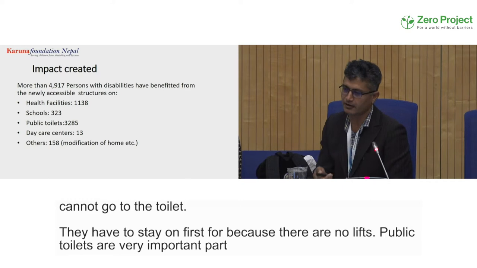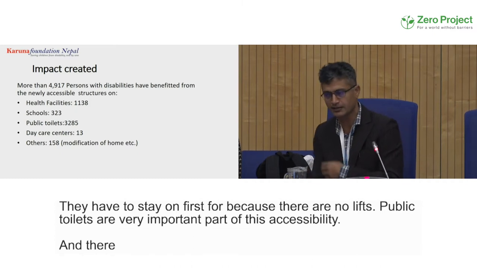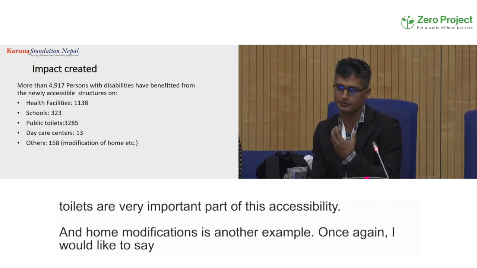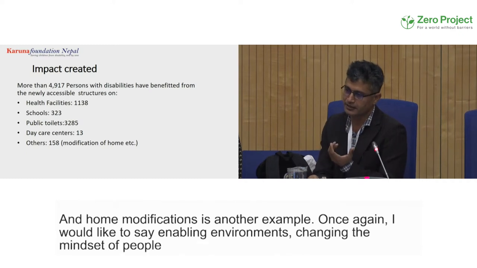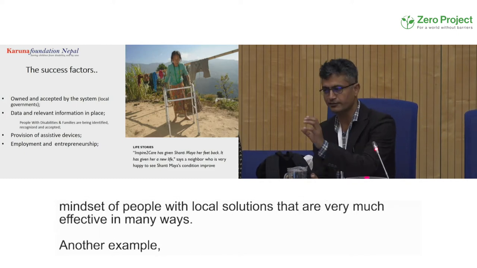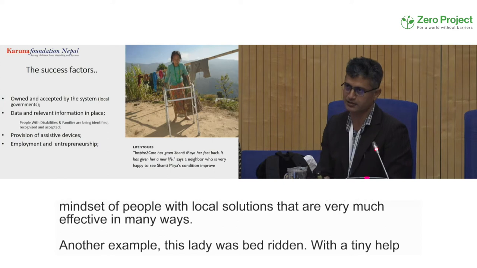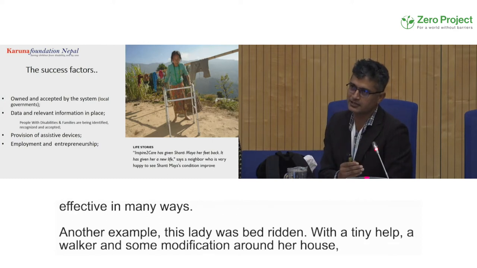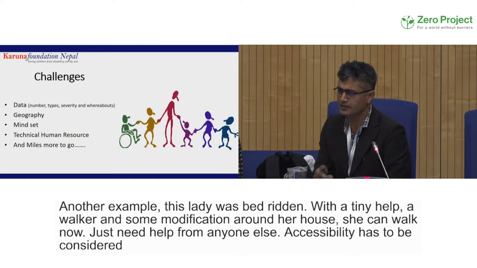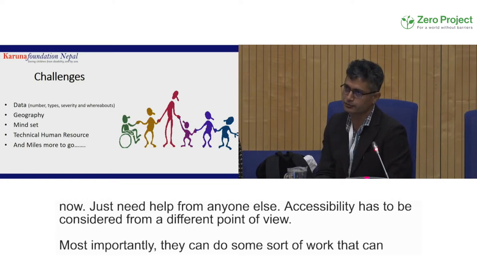And then daycare centers and various home modifications, as an example, we have been pretty successful on those kinds of things. And once again, I would like to say, enabling environment, changing the mindset of people with some local solutions is very effective in many ways. Another example, this lady was bedridden, and with a very tiny help of a walker and a little modification around her house, she can walk now. She can do some basic work. She doesn't need any help from somebody else. So accessibility has to be considered from different points of view. And most importantly, they can do some work that can economically help families.